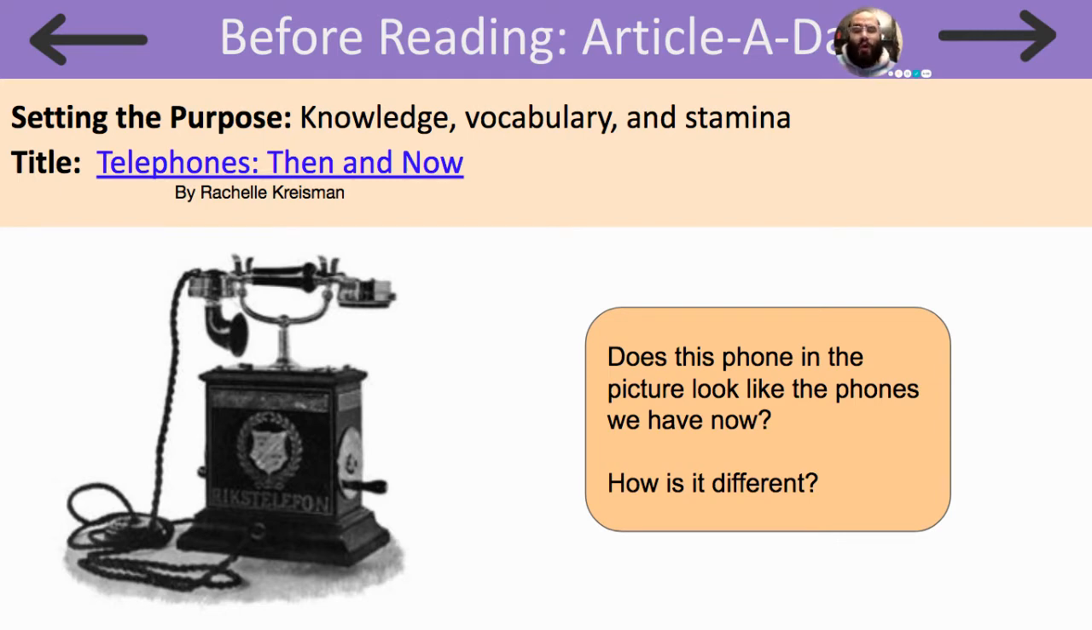The title for our article a day is telephones, then and now. Does the phone in this picture look like the telephones we have now? How is it different? This telephone is very different from the telephones that we have now. Number one, it looks a lot bigger. It doesn't even have a screen. It seems to have some sort of cable here. It's very different from the telephone that I have now.